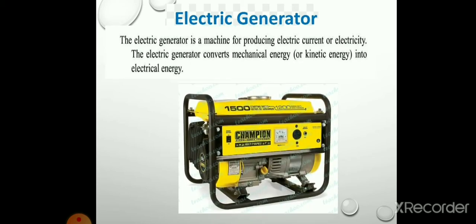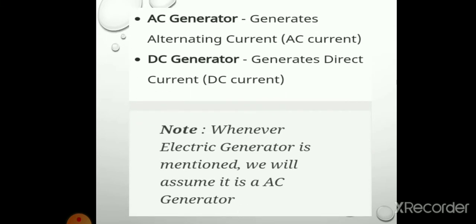You can see this is a picture of an electric generator. Where is it used? When there is no electricity supply, we are using this generator to produce electric current. So, the generator is used to generate electric current, right?